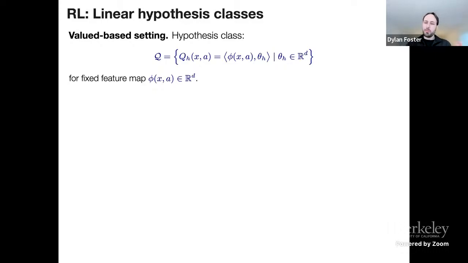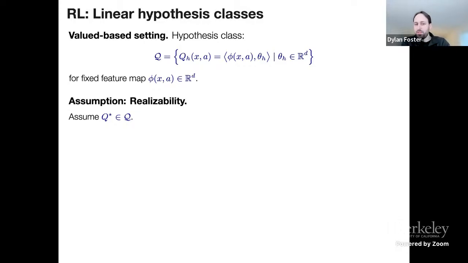So for this approach to make sense, it seems natural that we should have our hypothesis class somehow be compatible with the underlying MDP. And a basic assumption we can make, which generalizes how we approached the contextual bandit problem, is realizability. This is just saying this hypothesis class script Q contains the optimal Q function, Q star.